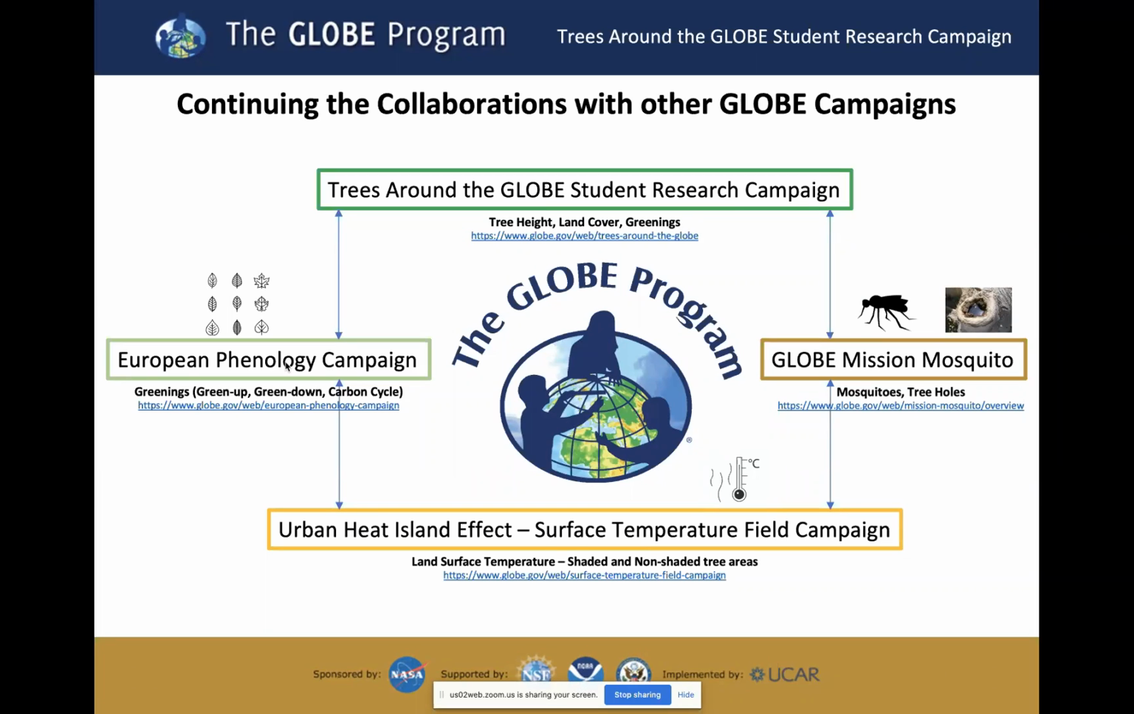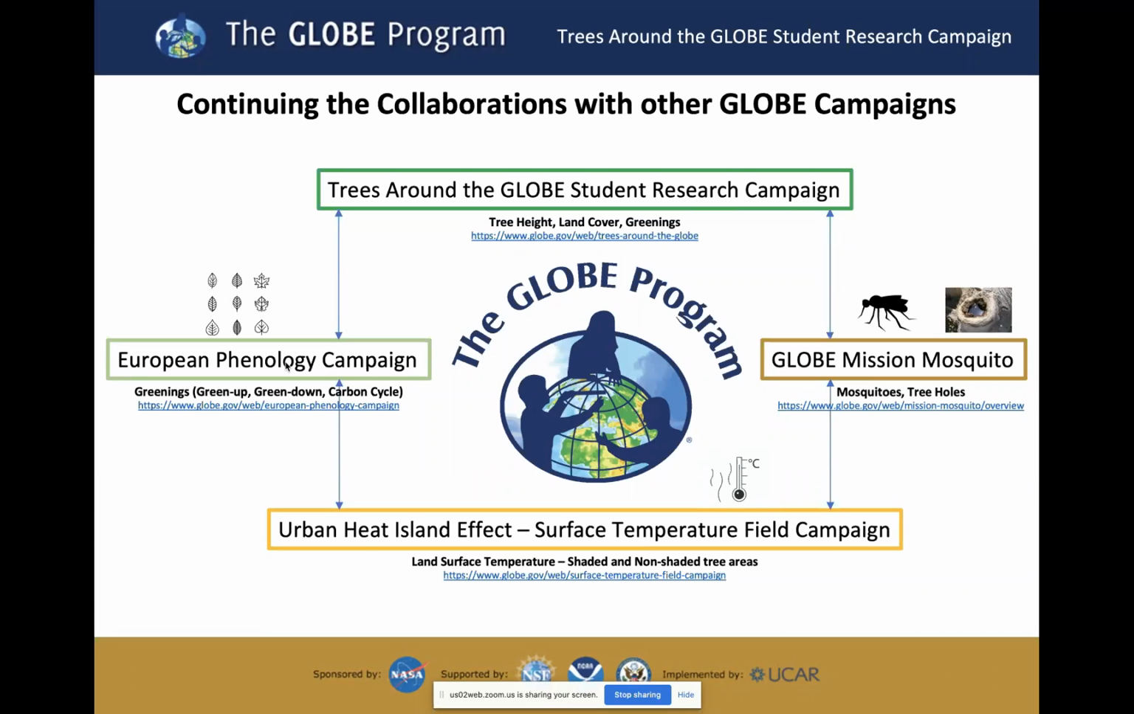There's another campaign called the Urban Heat Island Effect Surface Temperature Field Campaign, run by Dr. Kevin Czajkowski out of the University of Toledo, and he has been a GLOBE partner and member for as long as GLOBE has been around. They look at land surface temperature. They use that temperature gun to measure basically the temperature of ground surfaces. So we want them to take tree height measurements when they're taking observations of surface temperature in urban areas, neighborhoods, even rural areas, on grass, on sidewalk and cement and parking lots, all those places, in the shade of a tree and outside the shade of a tree.